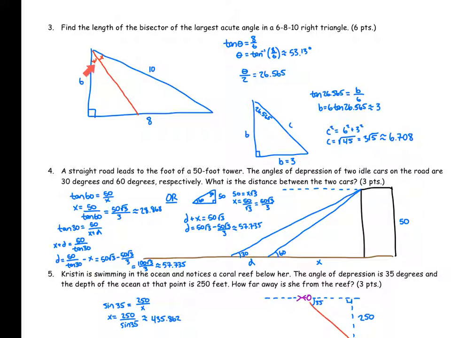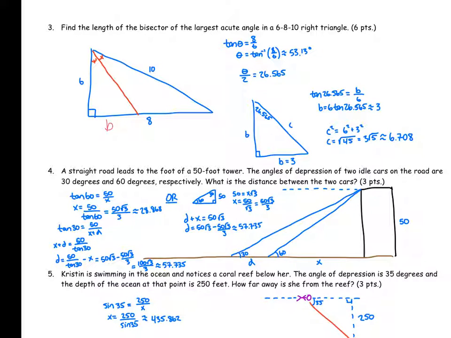I want to find this one though ultimately, so I'm going to divide that by 2 because it got bisected, and I get 26.565 degrees for this angle. Then I'm going to use tangent, and I'm going to call this side B, and the tangent of this angle is going to be B over 6. That's written right here. And then if you go through and solve for B, you get 3. So once I know that's 3, I can do Pythag with 3 and 6 to find this length right here, which is going to be either 3 root 5 or 6.708.